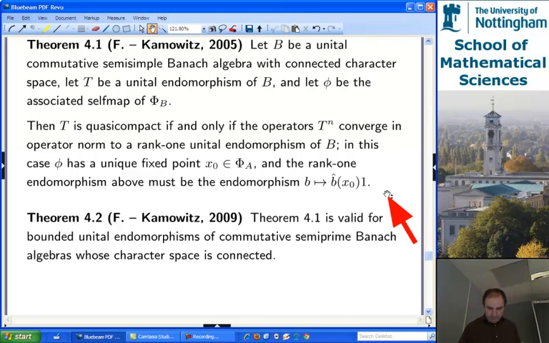And then it works again, because the most important thing you needed was that powers of eigenvalues were still eigenvalues. And a few other little fiddly tricks, and then you find it works for commutative semiprime Banach algebras as well, as long as the character space is connected.